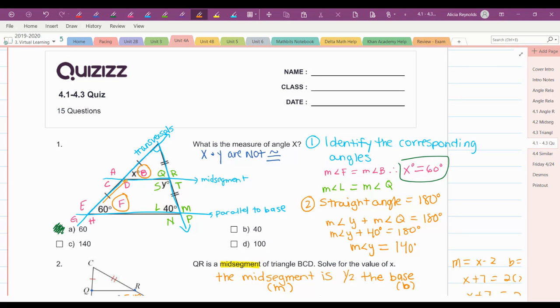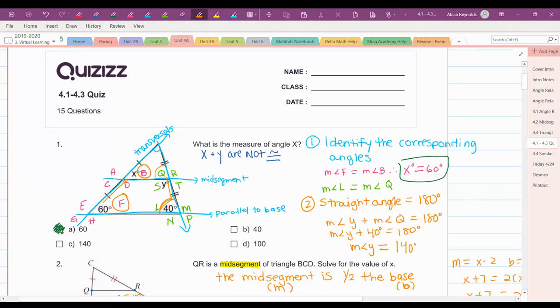But I wanted to go ahead and show you guys what angle Y would be equal to, because there's a different approach we have to take when we're trying to find angle Y. Because we're given this angle is 40, that tells me what this angle is. That tells me that angle Q is equal to 40 because angle L and angle M are the congruent angles in this diagram, not Y.